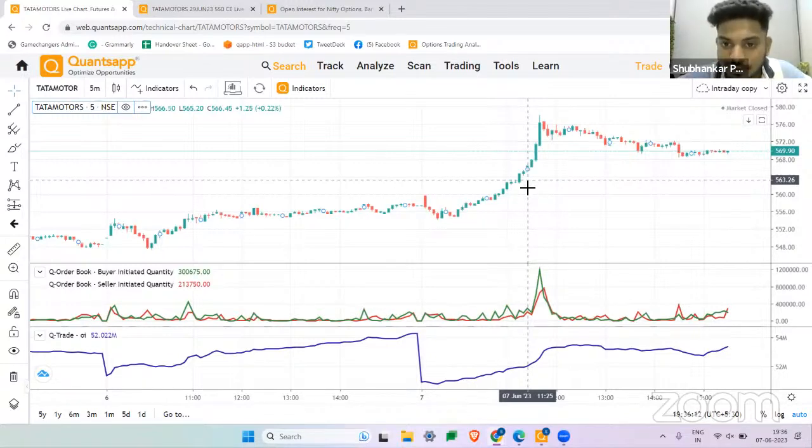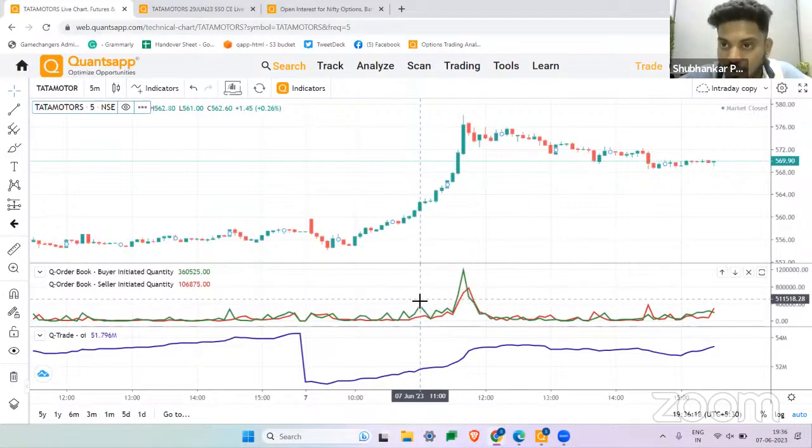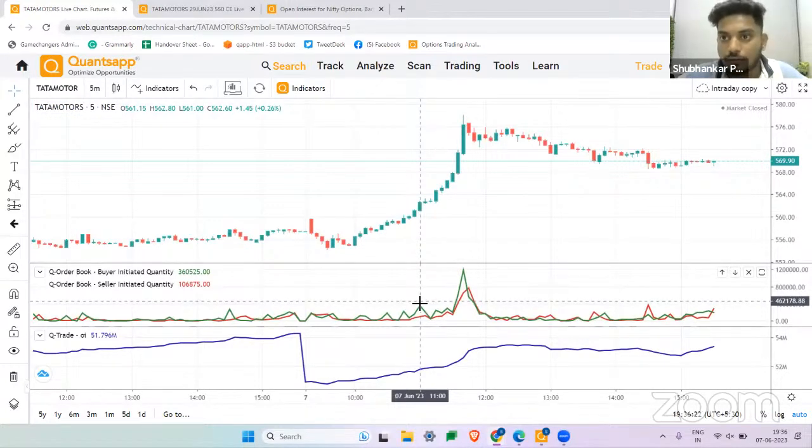You can sharpen the entries using order book data as well. How can you do it? If you see huge buyer initiated quantity at this point, it is telling you that there are aggressive buyers who are buying at the ask price. What is buyer initiated quantity and seller initiated quantity? It is trying to show you how many buyers have bought at the ask price. That is what the buyer initiated quantity is telling you.